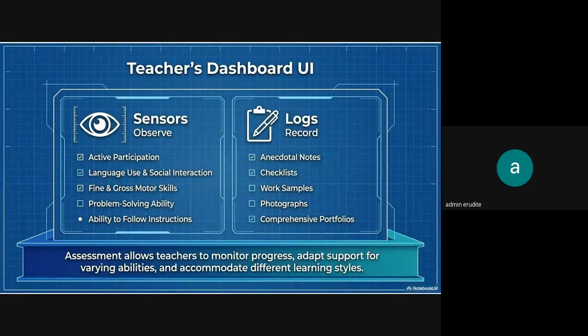Okay. So we are looking at sensory. For sensory, we need to observe and we need to keep records. I'm not going into it too much. Basically we need to look at the child and make notes. We can use anecdotal notes, we can do checklists, we can work with samples, and we can compare portfolios.